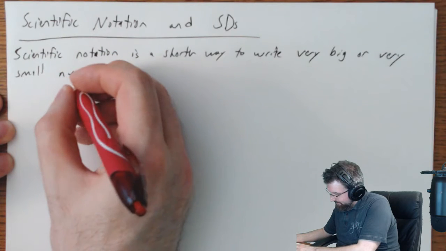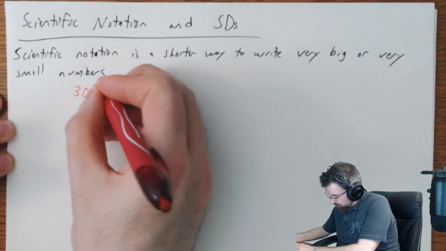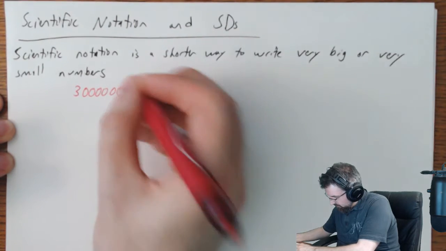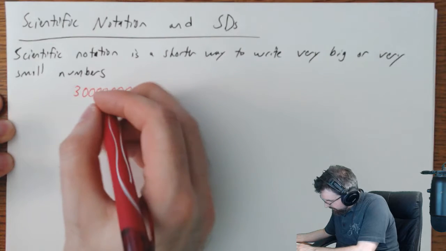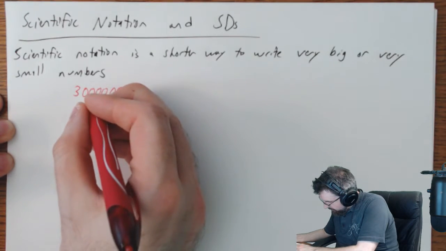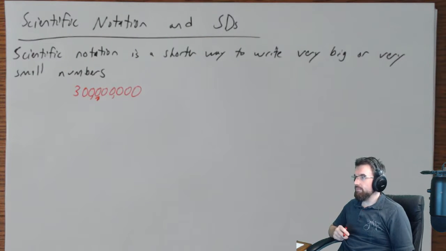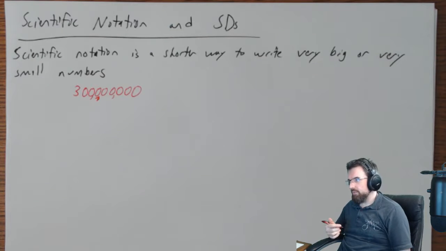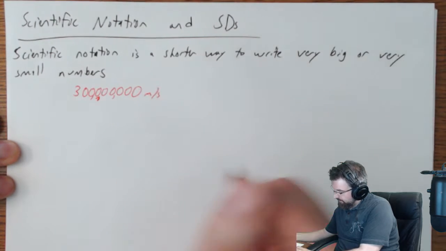Say we had the number. Yeah, let's just do that. Like so. Okay. So say we have this number here. It's a 3 with 8 zeros following it. Happens to be the speed of light in a vacuum, in meters per second.